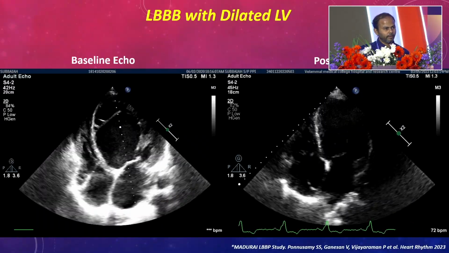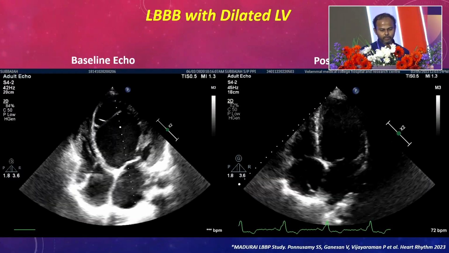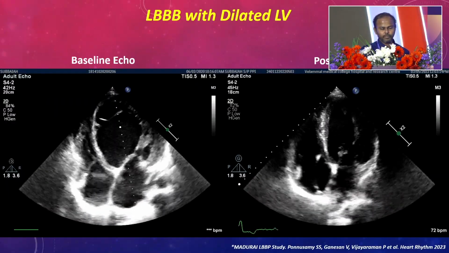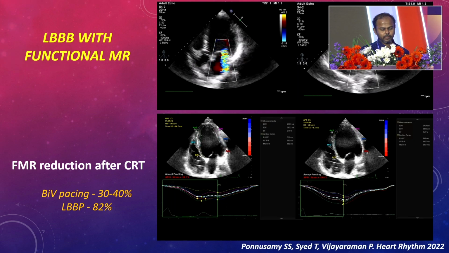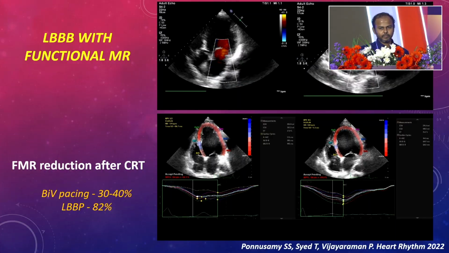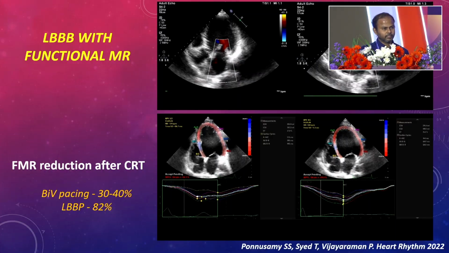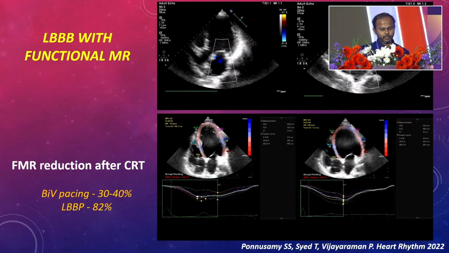You can even see regain in the muscle mass of the left ventricle, where the LV is almost normal with a good left ventricular hypertrophy after left bundle pacing. Not only in terms of improvement in LV ejection fraction, but also the functional mitral regurgitation recovers much better in patients who are getting a conduction system pacing as compared to biventricular pacing.